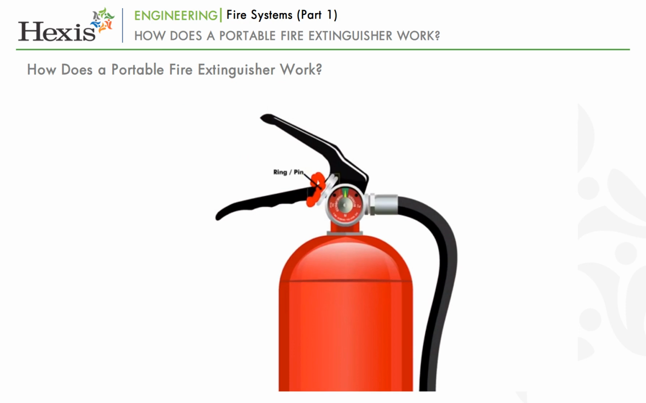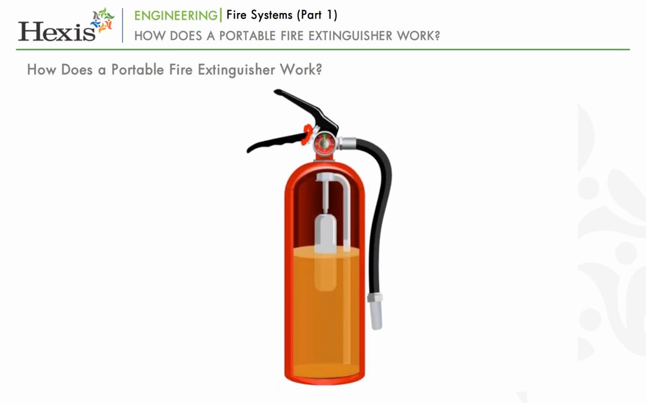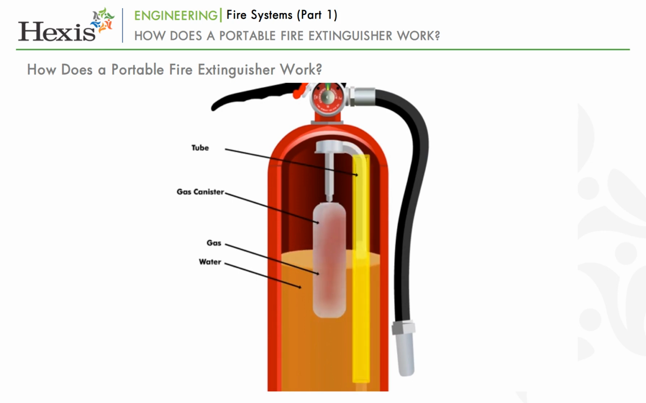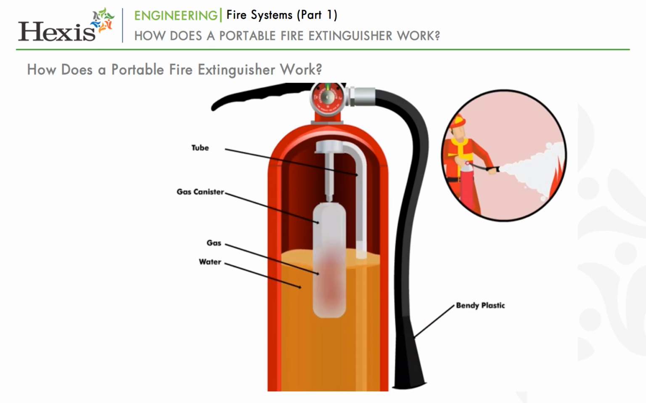A ring or pin on the handle stops the fire extinguisher from being set off by accident. It also acts as a tamper-proof seal. If the ring is broken or missing, you know the extinguisher needs to be checked. Inside the sturdy steel case, there is a canister containing high-pressure gas. Most of the extinguisher is filled with water. A tube runs right up the inside of the tube to a nozzle outside. The nozzle often ends in a piece of bendy plastic, so you can easily direct it towards the base of a fire.